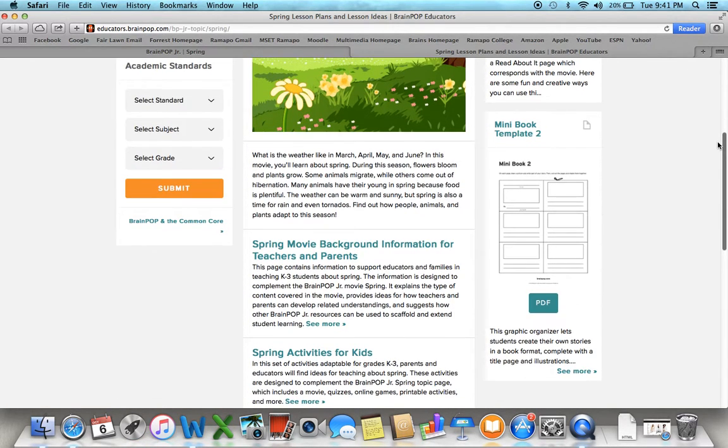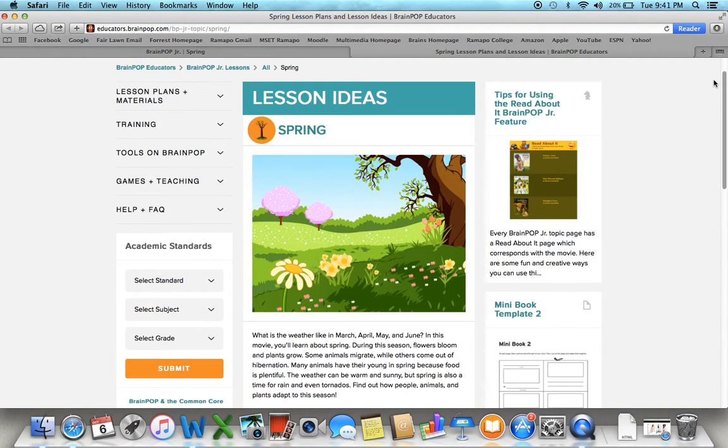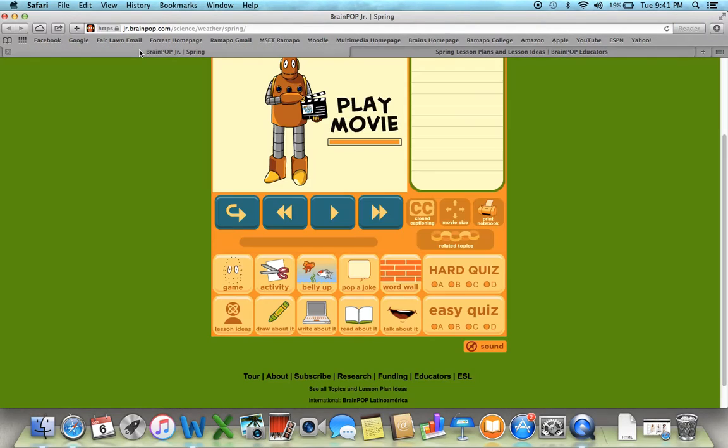It shows different activities, there's worksheets, you can see that there's standards, subjects, grades, the lesson plans and materials. You can specifically even search for ESL lessons, which is a really nice piece. So this is definitely something to check out and keep in the back of your head when you're looking for more on a specific topic. So back to BrainPop Junior.